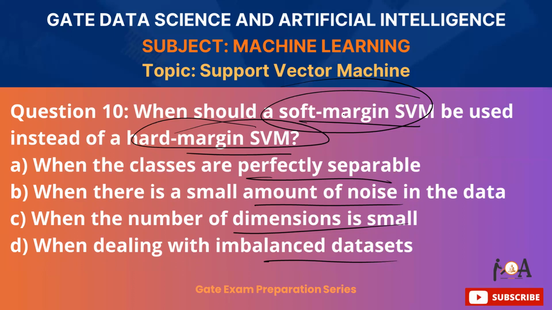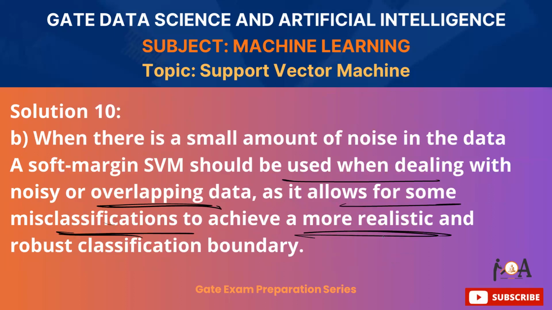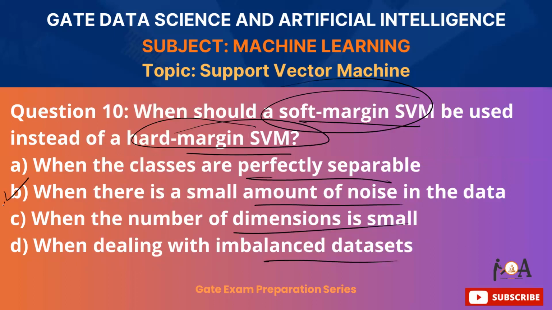A soft margin should be used when dealing with noisy or overlapping data, as it allows for some misclassifications to achieve more realistic and robust classification boundaries. Thus, option B is the correct answer for this.